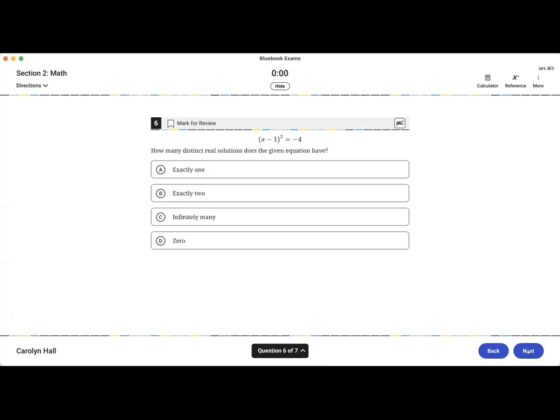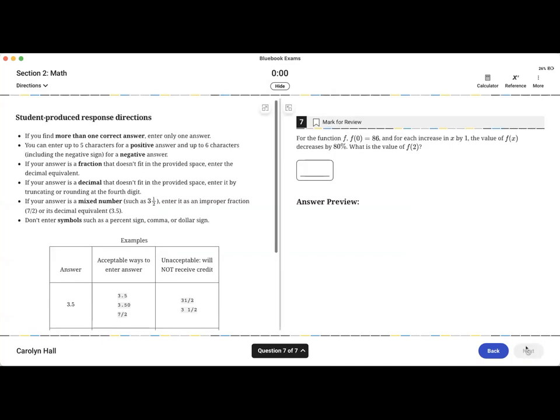Clicking next. All right, how many distinct real solutions does the given equation have? To solve this equation, you would take the square root of both sides, which is your inverse operation for squaring. And the square root of -4 is plus or minus 2i, which is an imaginary number, which means we don't have any real solutions. So I'm going to choose option D for 0 and move on.